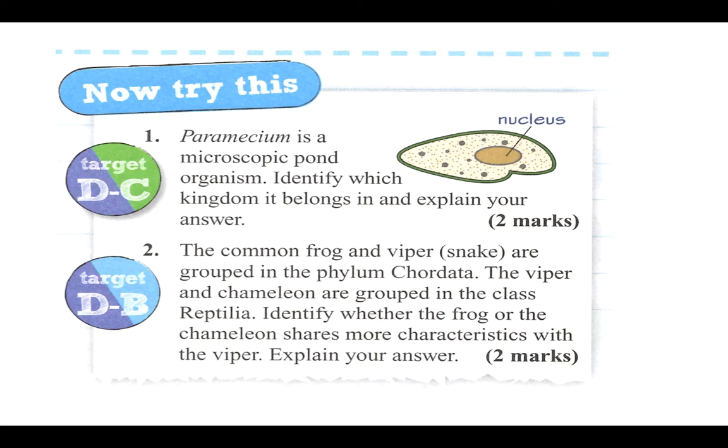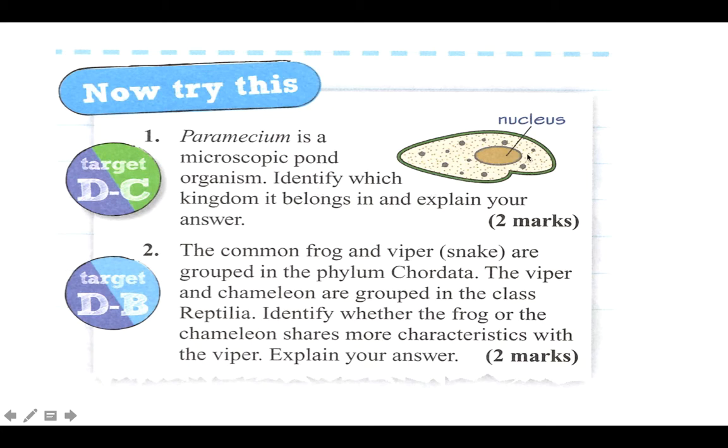Okay, so hopefully you did pause the video, okay? Hopefully you paused the video and you attempted these questions. So if we have a look at this first one, the question says, a paramecium is a microscopic pond organism. Identify which kingdom it belongs in and explain your answer, 2 marks. Now, this question has 2 parts, that's why it's for 2 marks. First of all, they want you to identify which kingdom it belongs to.